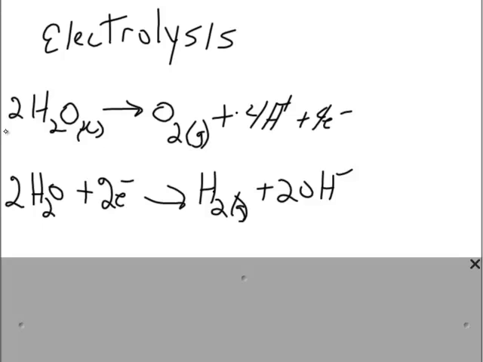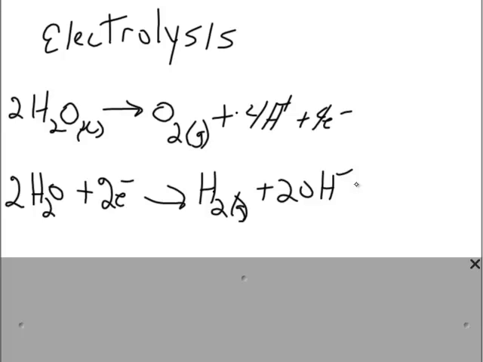This is the oxidation of water. Water going to oxygen gas plus hydrogen ions plus 4 electrons. You'll notice that is under acidic conditions. And this one is the reduction of water. Water plus 2 electrons going to hydrogen gas plus 2 OH minus. So whatever happens to water does depend on pH.